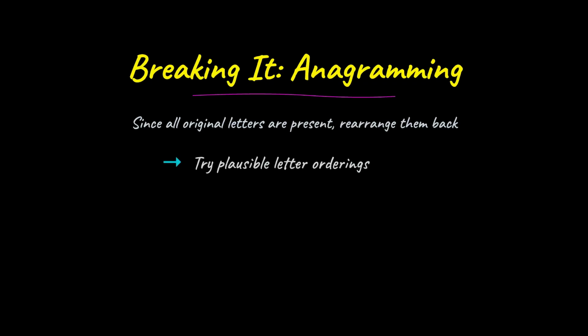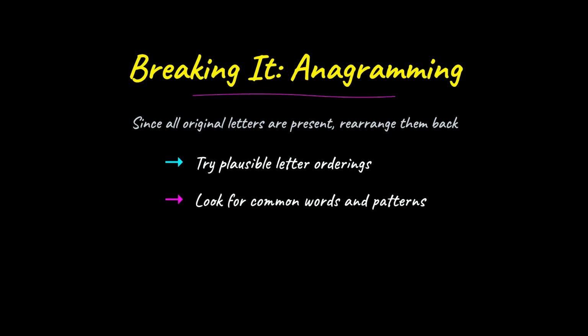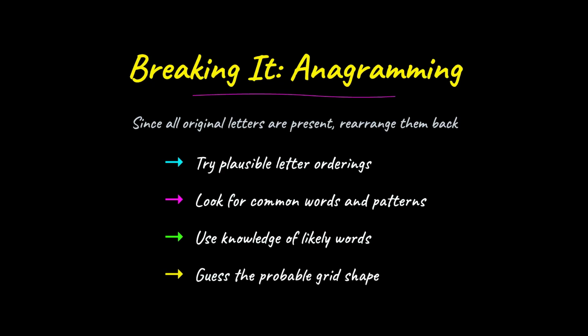Once a transposition is recognized, it's attacked through anagramming. The analyst tries plausible orderings, hunts for common words and patterns, and reconstructs the original arrangement, aided by likely words or the probable shape of the scrambling grid.